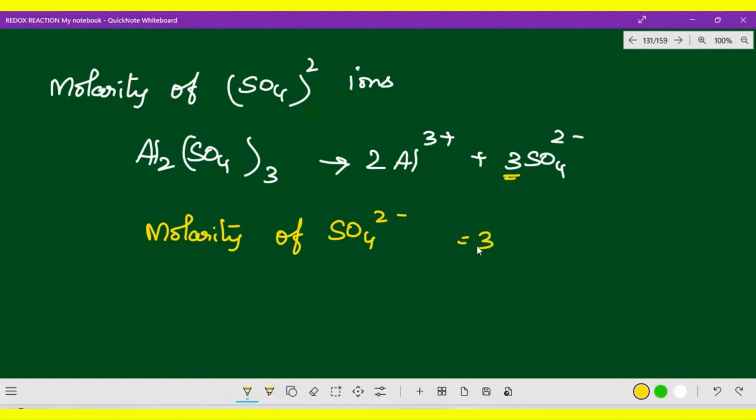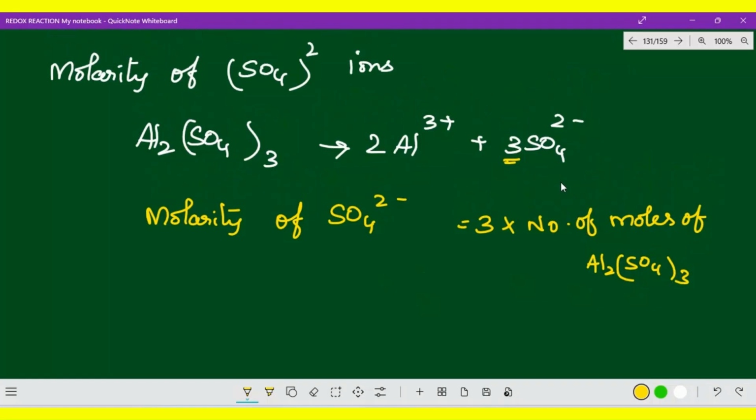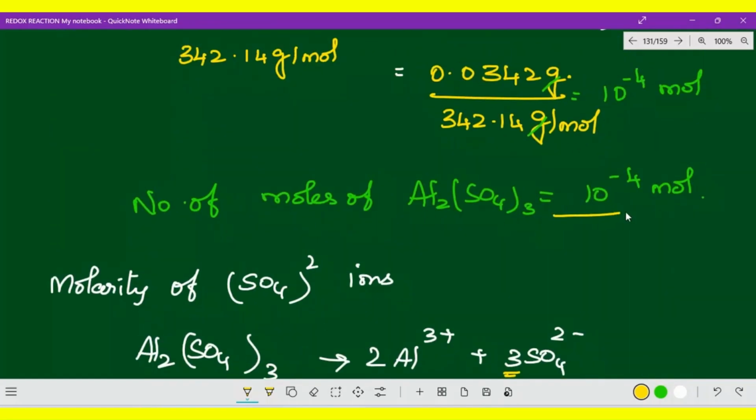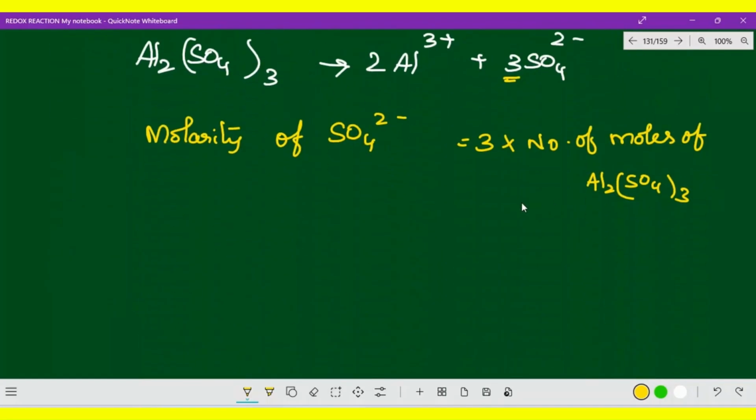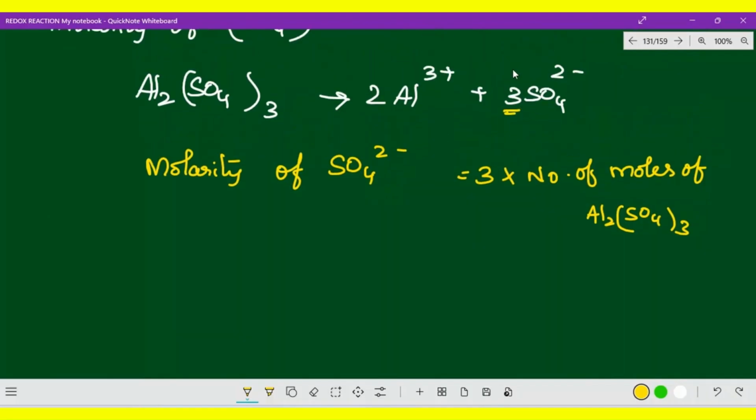So here 3 moles now. 3 into number of moles of Al2(SO4)3. So number of moles of Al2(SO4)3, how much did we get? Number of moles of Al2(SO4)3 is 10 to the power of minus 4. Now here, according to the balanced equation, it is 3 SO4 2 minus, right? So here that means 3 into 10 to the power of minus 4. So molarity of SO4 2 minus is 3 into 10 to the power of minus 4.